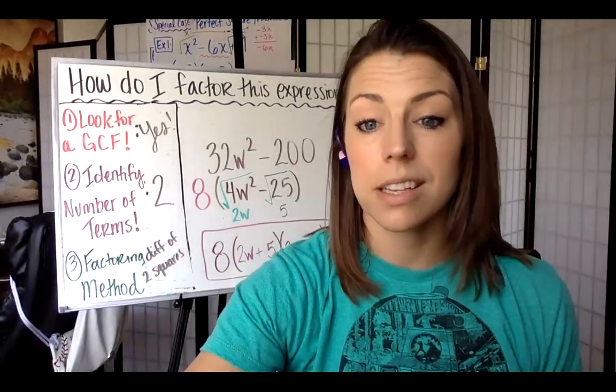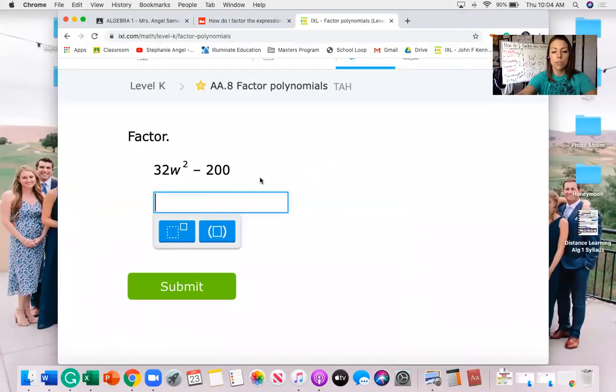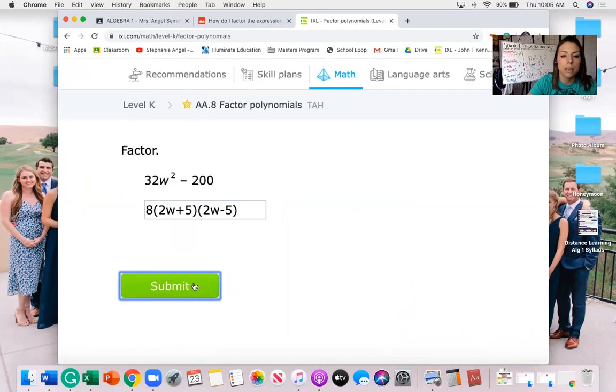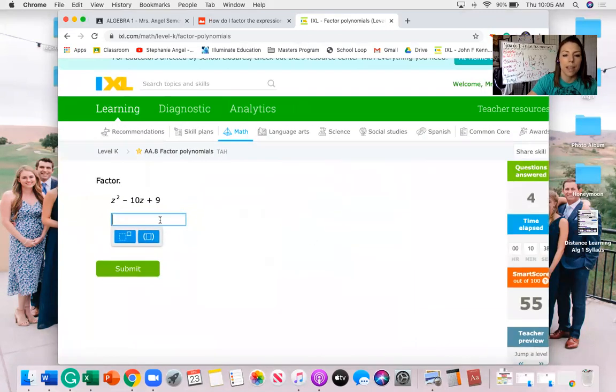Let's see what IXL says, because again, it's all about what IXL says. So don't forget the 8. If you don't put the 8 in there, then it's not going to be right. 2w plus 5. Oops, 2w minus 5. Oops, that's an equal sign. Minus 5. All right, 2w. Let's submit and see what it says. Ah, great job. Look at that.